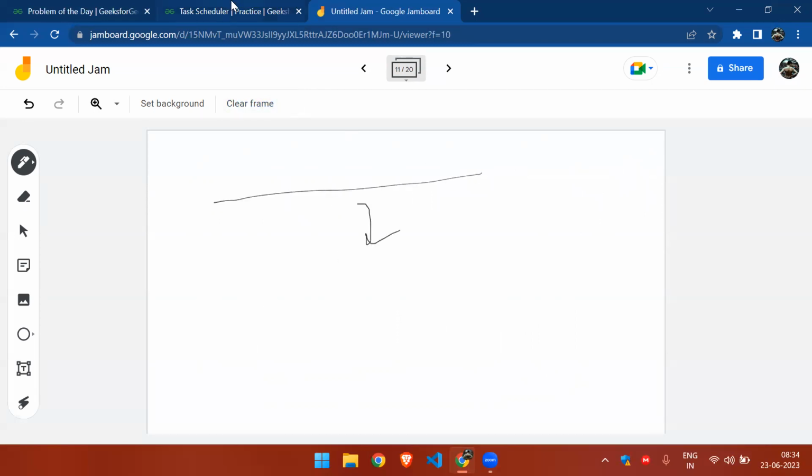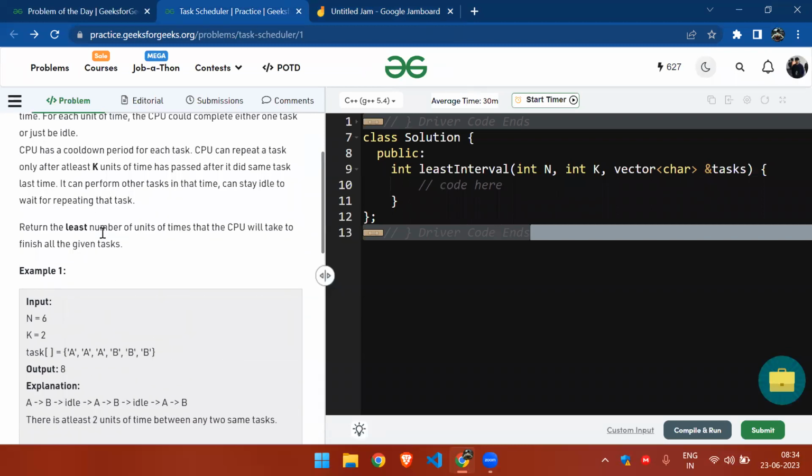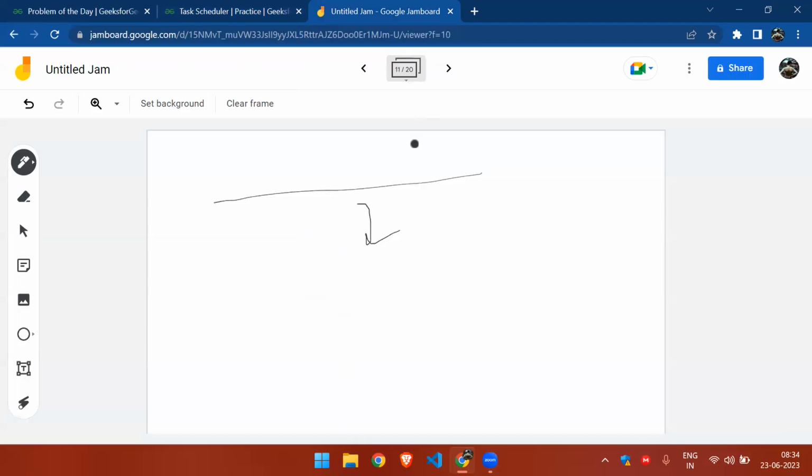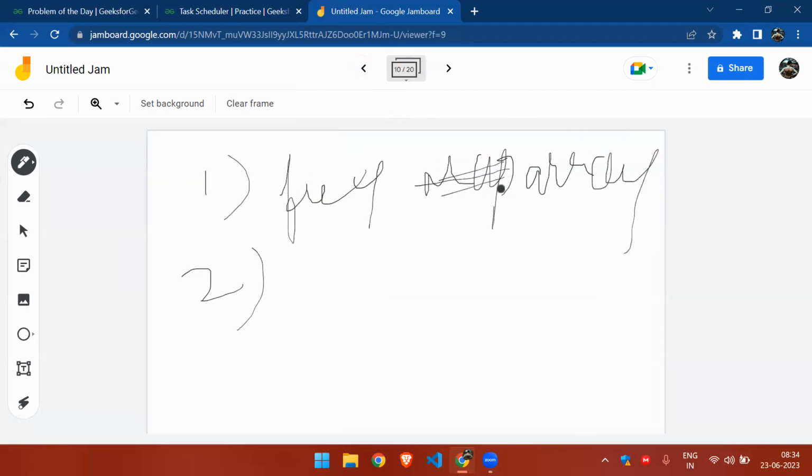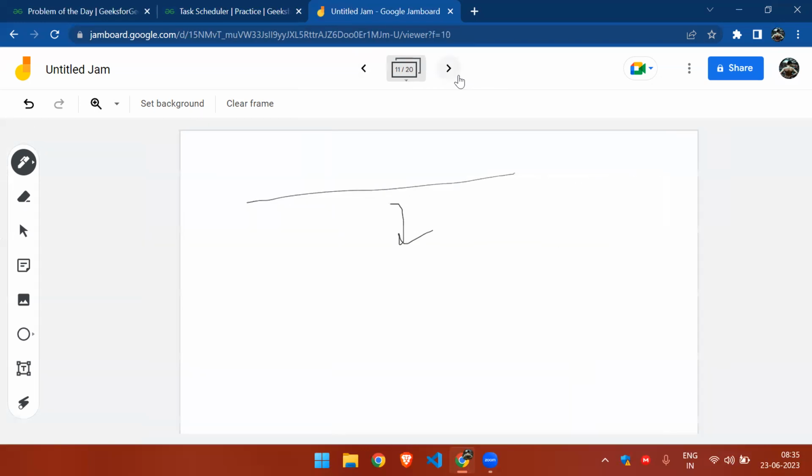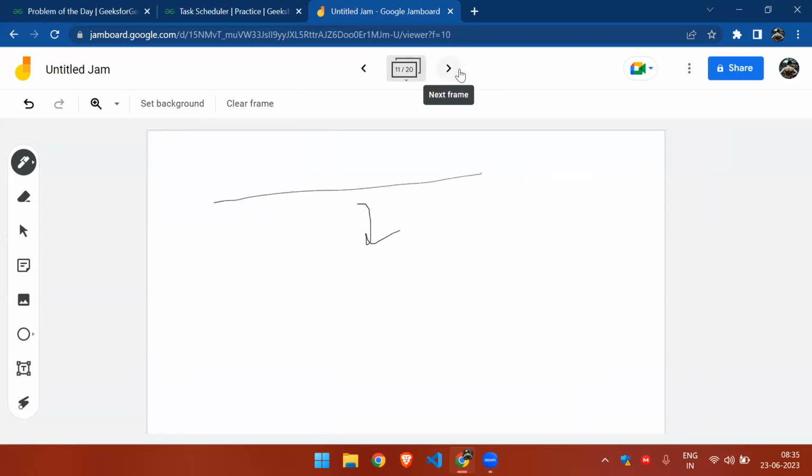We have been given that we have to find the least time it will take to finish. So we have been given the least number, right? So we'll minimize it. Okay. So first we will calculate the total number of idle spots, that is, the maximum number of idle spots we can have. Suppose we had three A's and one B.